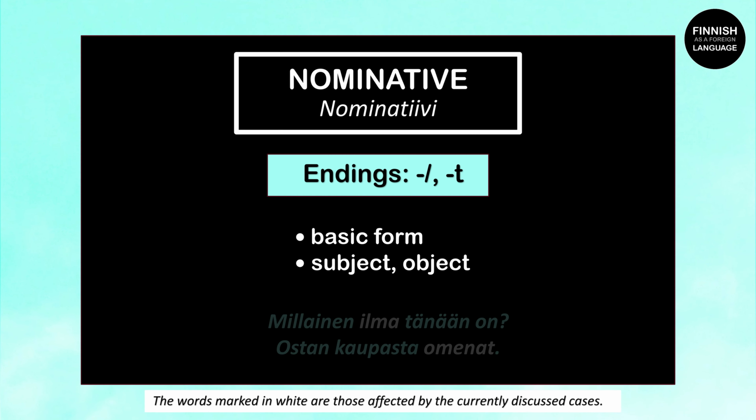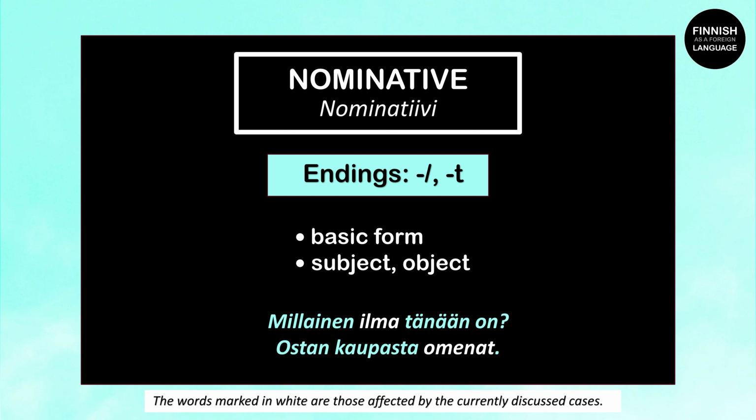The nominative ends either in nothing or t, if we're talking about the nominative plural. The nominative is the basic form and it refers to the subject or the object. Here are two examples. Millainen ilma tänään on means what's the weather like today. So ilma, which means weather, is standing here in the basic form. Millainen ilma tänään on. What's the weather like today?